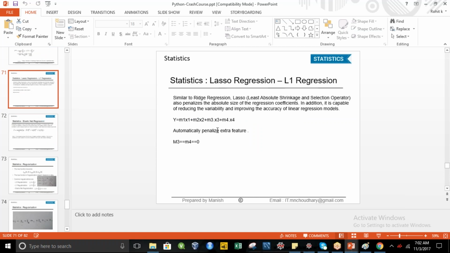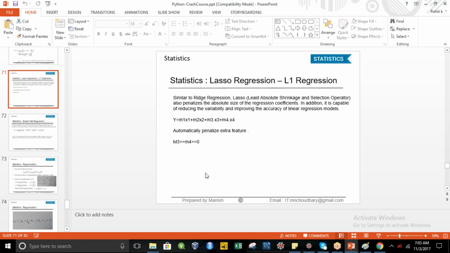Lasso or ridge, both are used when we have multi-collinearity in the data. So these are the two methods. Either we go for the ridge regression, or we go for the lasso regression. Both have some penalty options. What is the difference between the two?